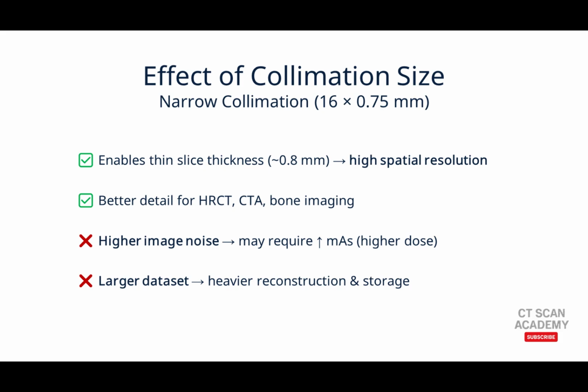Effects of collimation size: narrow versus wide. Narrow collimation, 16 by 0.75 millimeters. Pros: enables thin slices, approximately 0.8 millimeters, high spatial resolution, excellent for HRCT, CTA, bone detail. Cons: increases image noise, may require higher mAs, higher dose, produces much larger data sets and heavier reconstruction storage needs.